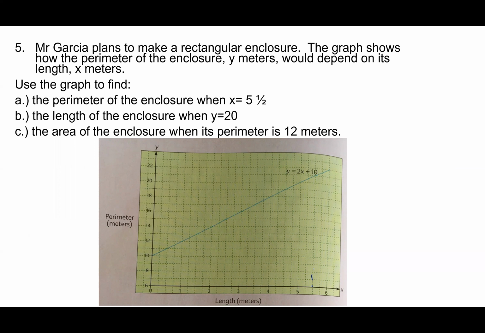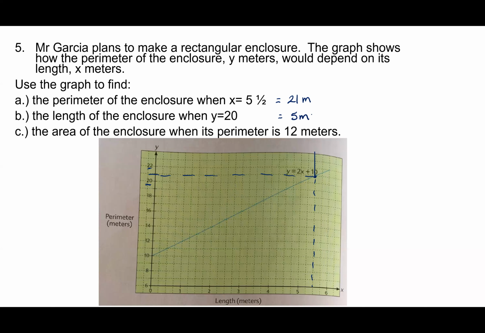Let's look at, you're really close. Here's the perimeter, and here's where that intersects. What's that number? Well, notice that it goes from 20 right here. Oh, 21. It's 21, yeah. So 21 meters. How about letter B, the length of the enclosure when Y equals 20? Ray, what's that? Good job.